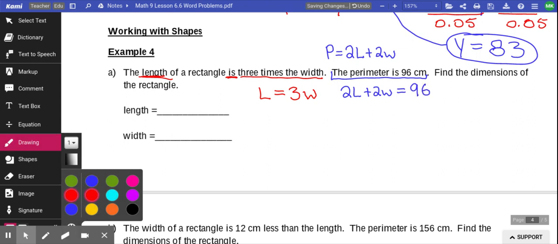Gorgeous. We've done perimeter questions before like this, so this shouldn't be too crazy new. We now can solve by substituting. If one length equals 3W, that means this length over here should also equal 3W. So I'm going to substitute that in.